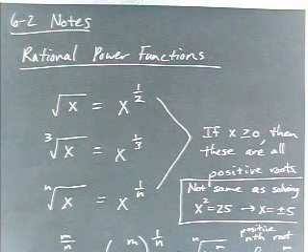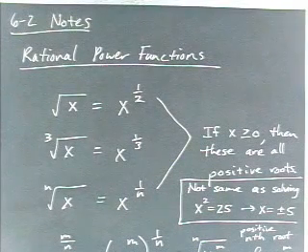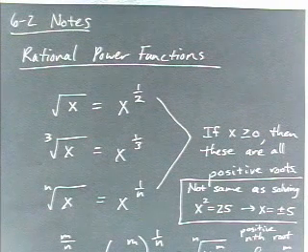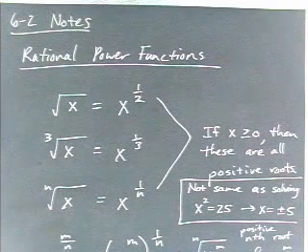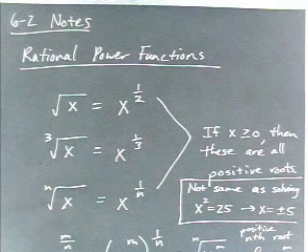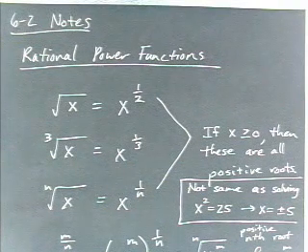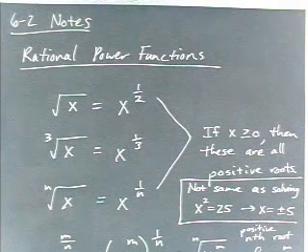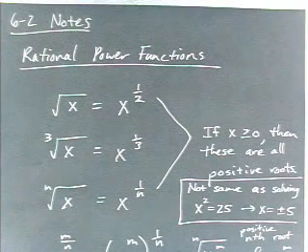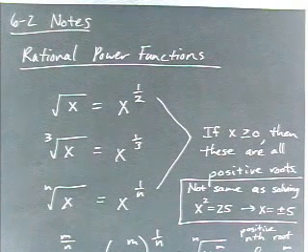Okay, folks, we're talking about section 6.2, rational power functions. Remember the term rational means that we're dealing with a fraction, right? Rational numbers are just numbers that can be written as fractions. Power, obviously, dealing with the exponent.